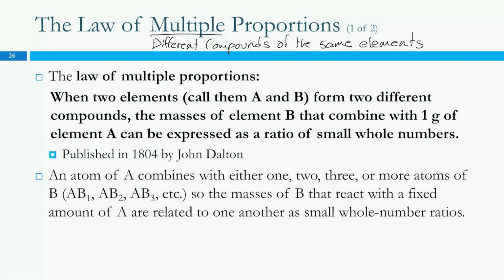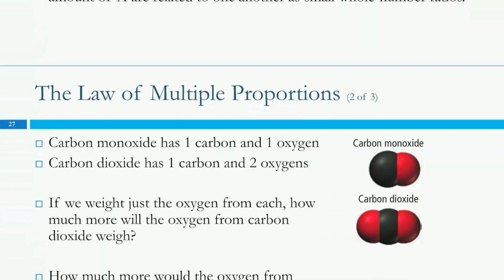And this is what kind of led to knowing that our atoms could combine in different ways, and we would get different compounds with different properties. And it also hints at the fact that it's discrete numbers of each type of atom. We'll see that a little better in the example.